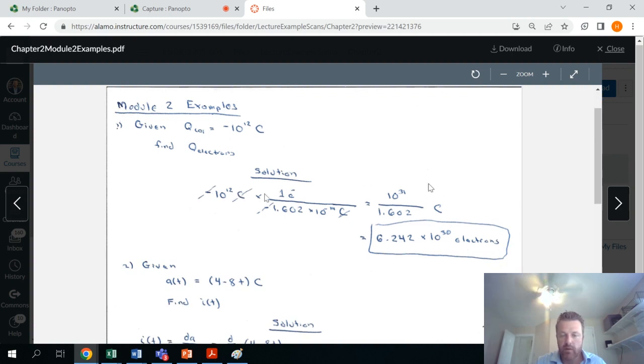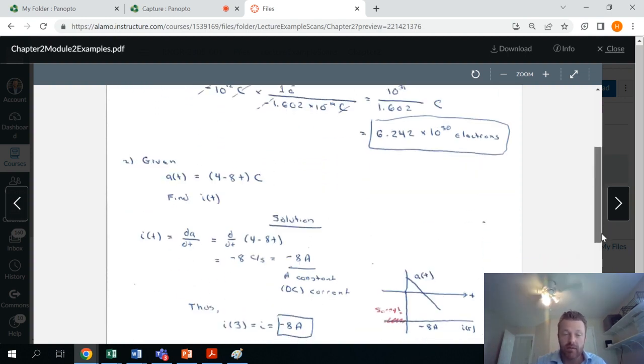So minus 10 to the 12 coulombs. 1 electron is minus 1.602 times 10 to the negative 19th coulombs. The minuses cancel, the coulombs cancel, and we're left with this 10 to the negative 19th in the denominator, which comes to the numerator and becomes 10 to the positive 19th. When you combine 10 to the 12th and 10 to the positive 19th, you get 10 to the 31. You do that math there, and you're going to get 6.242, with 4 digits of precision consistent with the conversion factor, times 10 to the 30 electrons. So not surprising, if you have 10 to the 12 coulombs, the amount of electrons, since it's a much smaller unit, will be much larger.